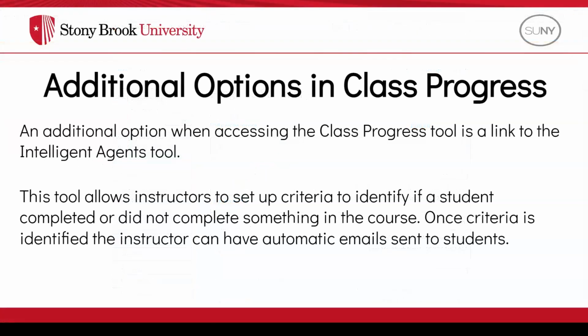An additional option when accessing the Class Progress tool is a link to the Intelligent Agents tool. This tool allows instructors to set up criteria to identify if a student completed or did not complete something in their course. Once criteria is identified, the instructor can have automatic emails sent to the students. This tool will be covered in greater detail in a different video.